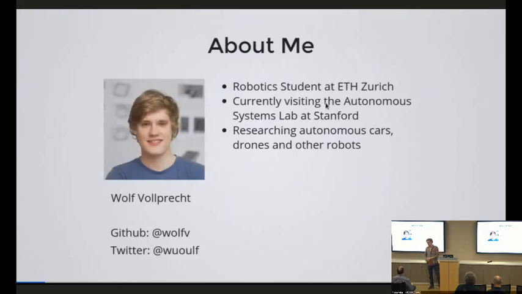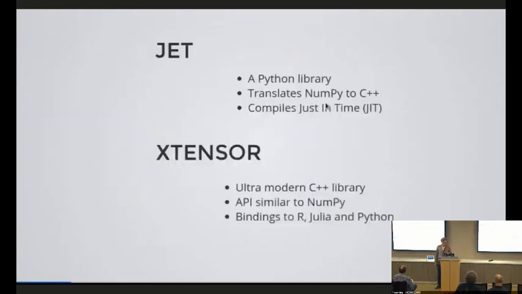So just some quick words about me. I'm Wolf, and I'm a robotics student at ETH in Zurich. And as Jeff already mentioned, I'm currently writing my master thesis at the Autonomous Systems Lab in Stanford. I'm researching autonomous cars, drones, and other robot things.